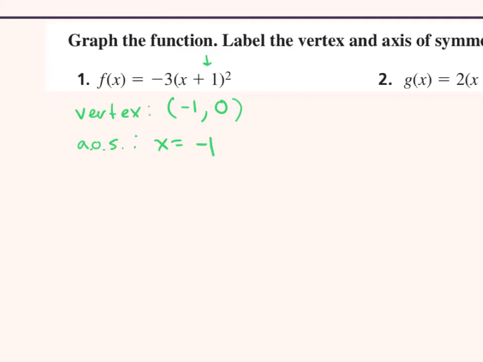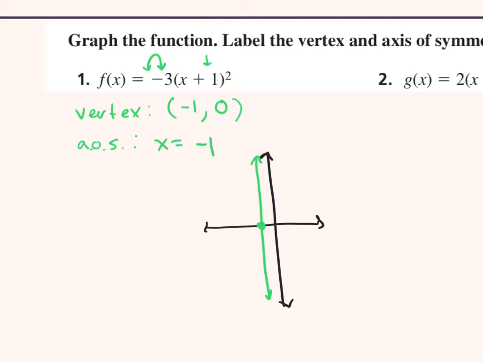So let's graph those two things now. Aiden, is this going to open up or open down? It's going to open down. Perfect. So we know it's going to open down. So we have our vertex at -1, 0, and our axis of symmetry goes right through it.